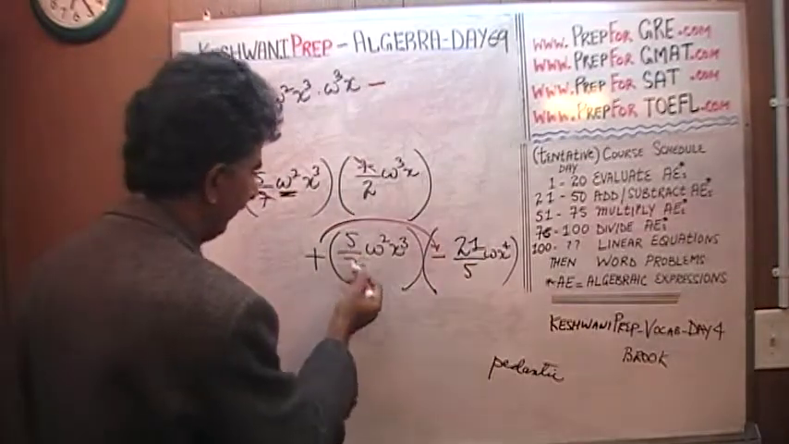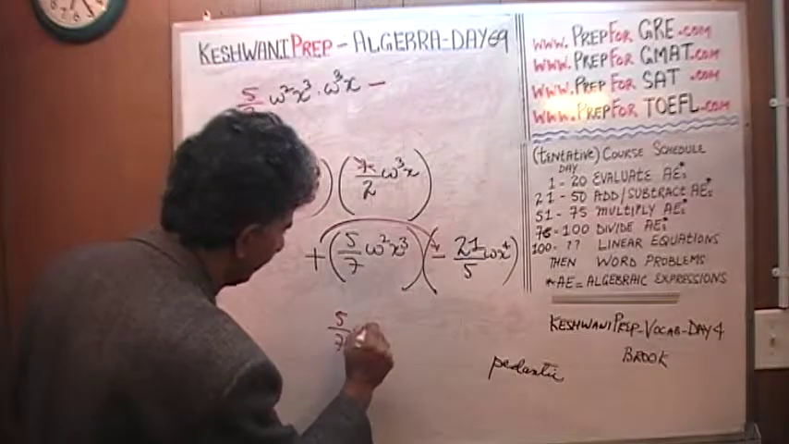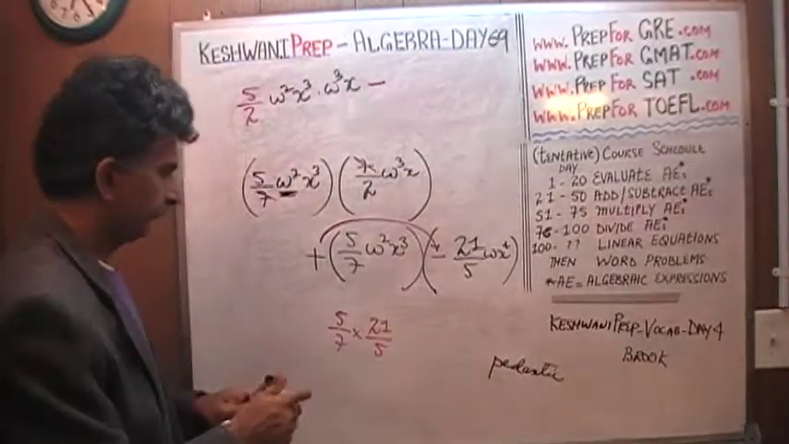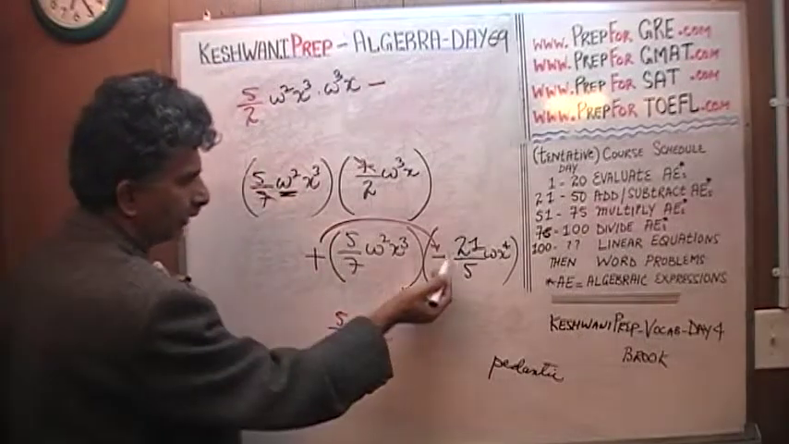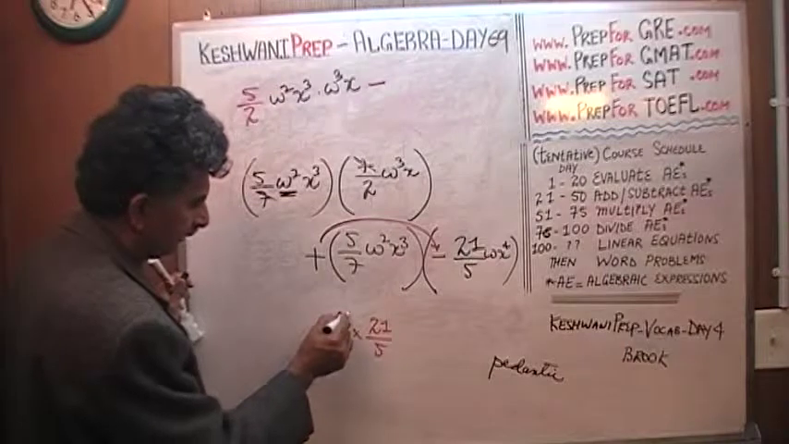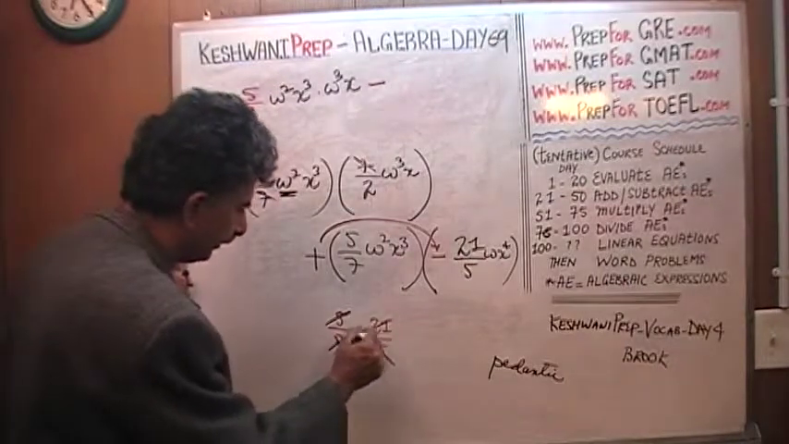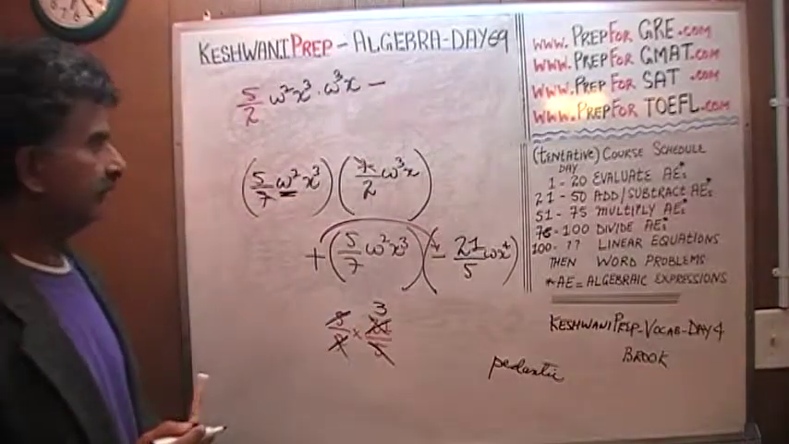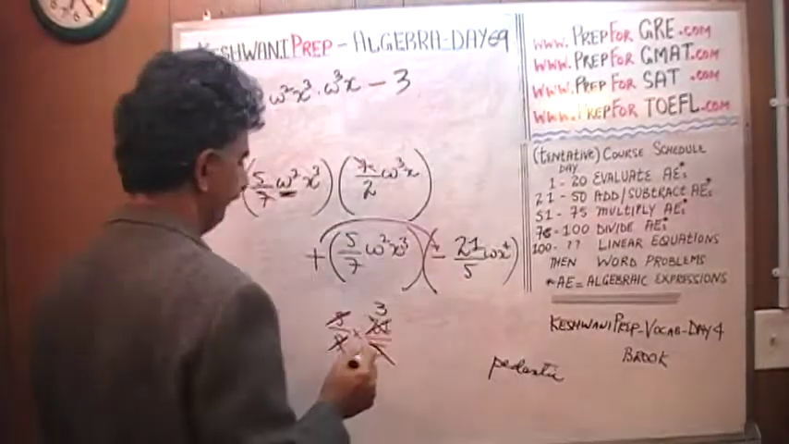And again we have 5/7 times 21/5. Watch what happens. 5/7 times 21/5. These 5s are going to drop out. And this 7 is going to cancel with this 21, leaving us with a grand total of just 3. 3/1 is just 3. It's just 3.